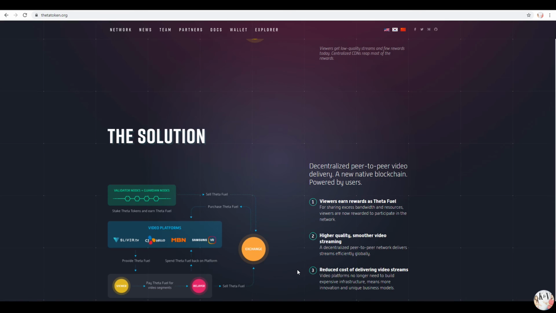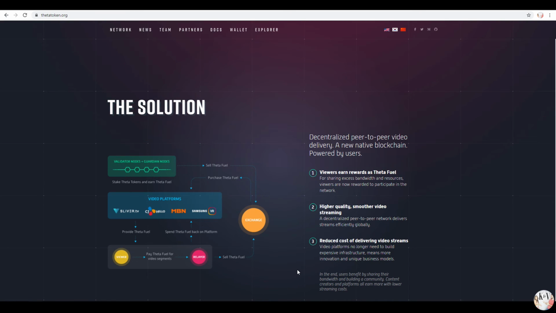And then you see the solution under that. Right after the problem, they tell about the solution. So they say that they want to solve this problem, and they are creating a reward system, and they will increase the quality of the streaming. It will be all smooth and very good quality, and you will see all the imperfections of my face. And then reduced cost of delivering video streaming. So you say, oh, it sounds very good, very appealing. It looks like they want to solve a problem, but how will they do all of that? It sounds too good to be true.